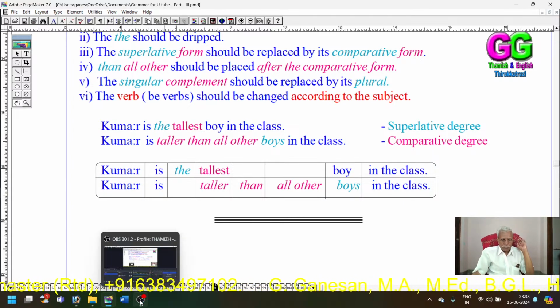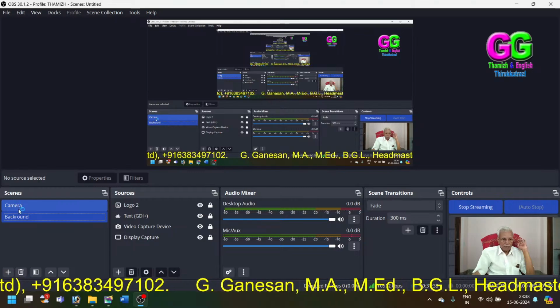So, okay, my dear students, here is the degree of comparison part 3, which you have seen. Comparing three or more persons or things, that is, comparing more than two persons or things, three degrees are used: positive degree, comparative degree, superlative degree.